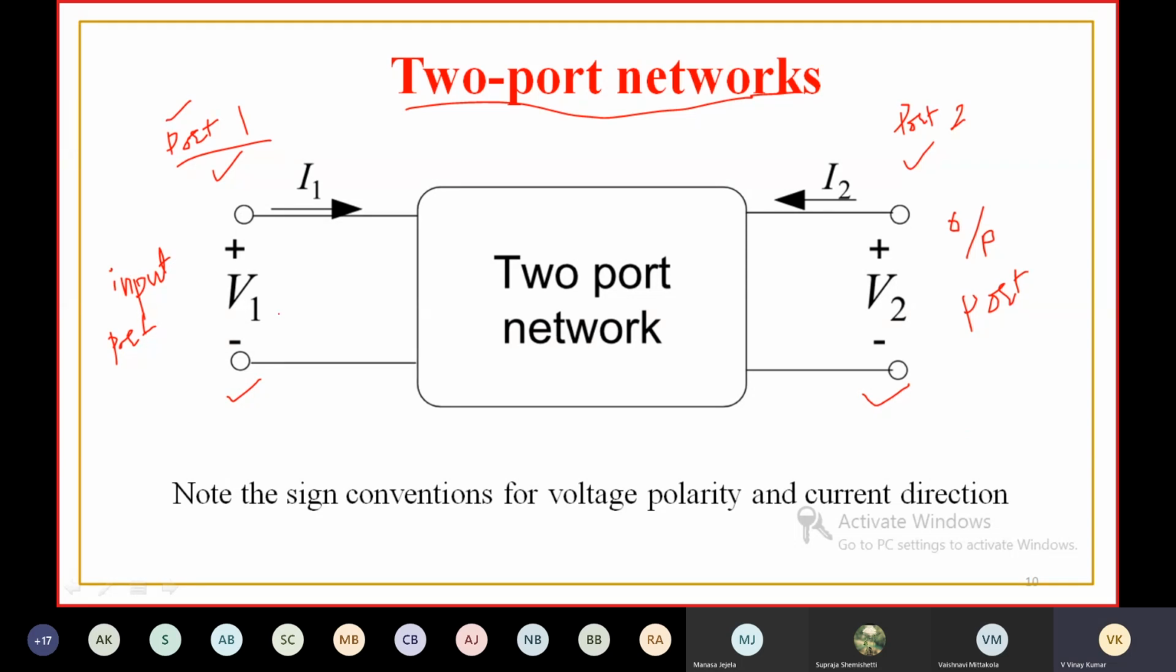V1 is the voltage which is applied at port 1, which means the input port. V2 is the voltage which is applied at port 2, which means the output port.